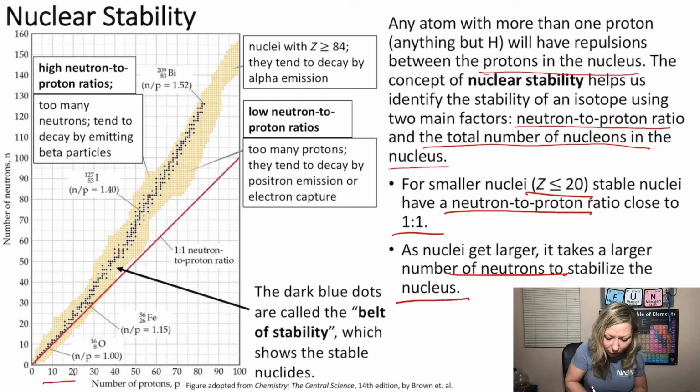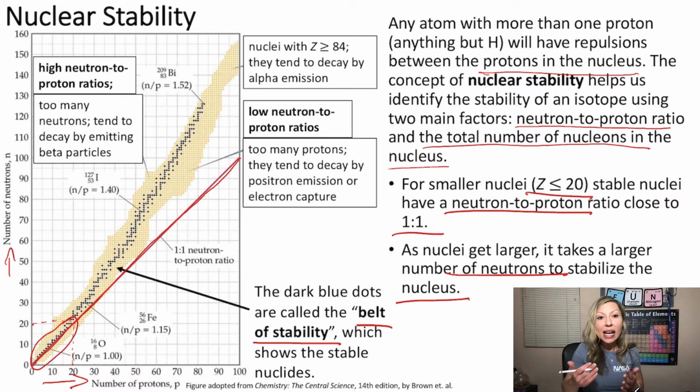We have the number of protons on the x-axis and the number of neutrons on the y-axis. As you can see, up to a number of protons of 20, we have the stable nuclei, the blue dots, which is also called the belt of stability, in a ratio of 1:1, which is also shown with this red line right here. And as we increase the number of protons, this red line will be below this belt of stability, below these blue dots, meaning that we are going to have a larger neutron to proton ratio.